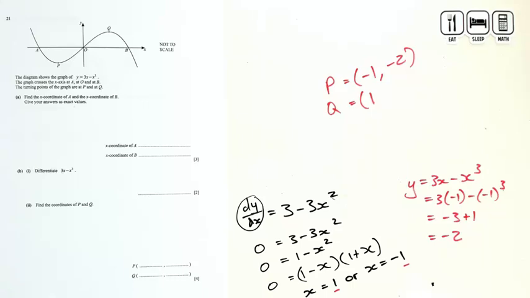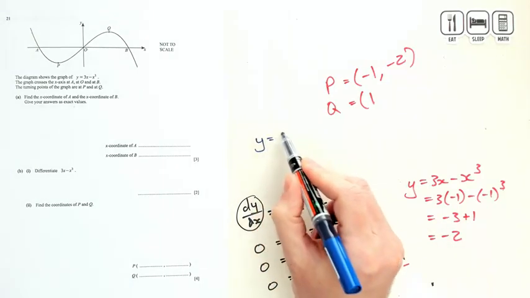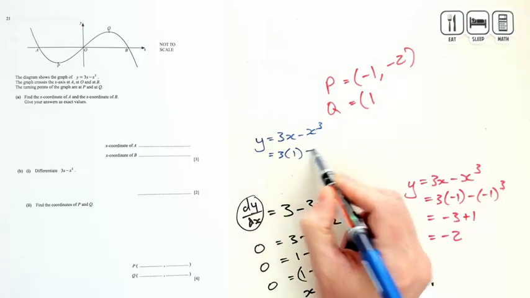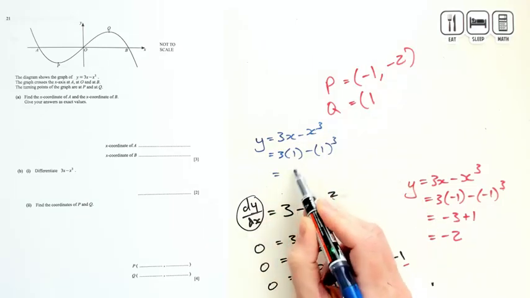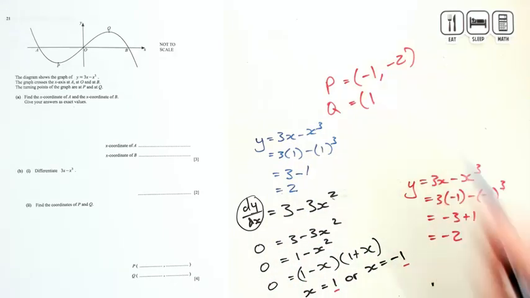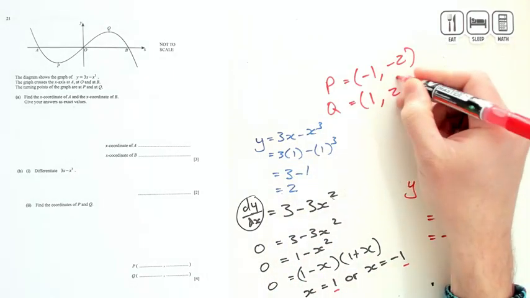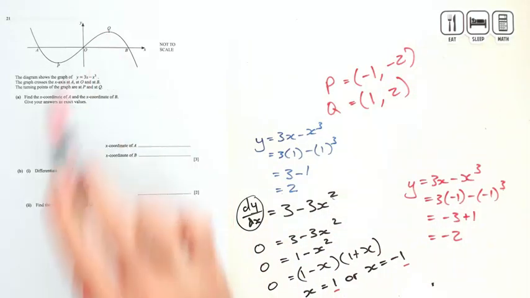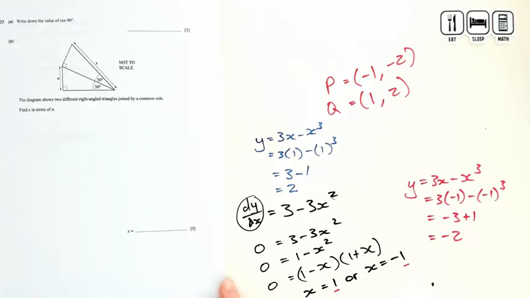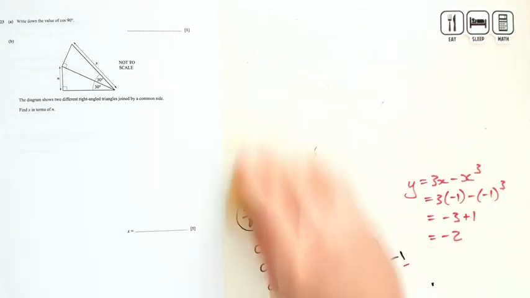And for the other one, let's do it in a different color. Let's do it over here. y is 3x minus x cubed. And then 3 times 1 minus 1 cubed. So that's just going to be 3, and this is going to be minus 1, so that's just going to be 2. So that's going to be 2, which makes sense as well because that's above the x-axis again. Okay, so that was very, very cool. Very important is knowing what differentiation does and how to find turning points using that. I think I have 2 more left, so let's just do this one.